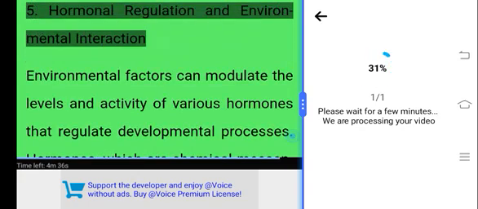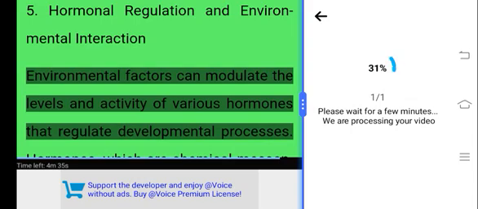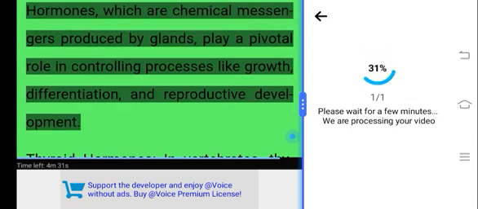5. Hormonal regulation and environmental interaction. Environmental factors can modulate the levels and activity of various hormones that regulate developmental processes. Hormones, which are chemical messengers produced by glands, play a pivotal role in controlling processes like growth, differentiation, and reproductive development.